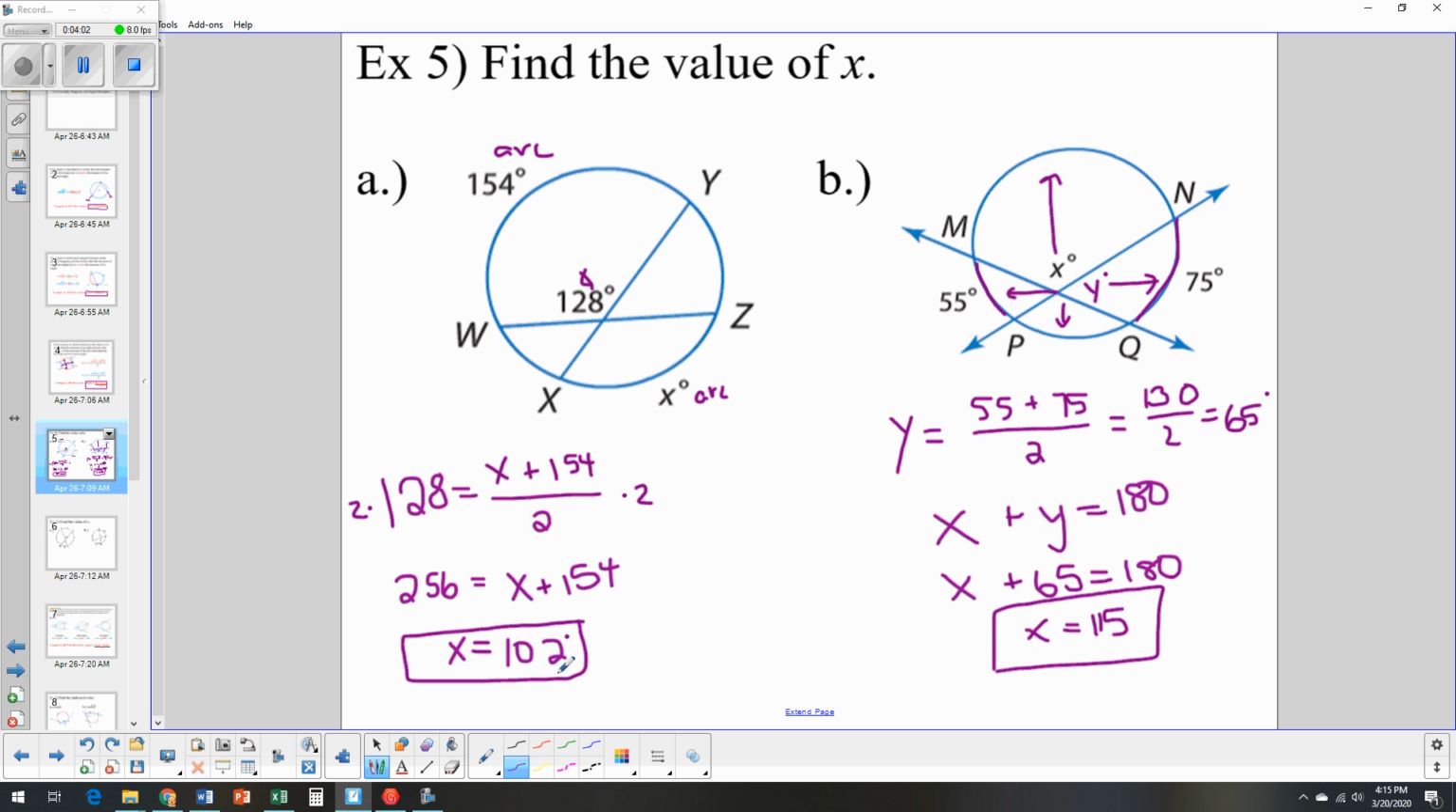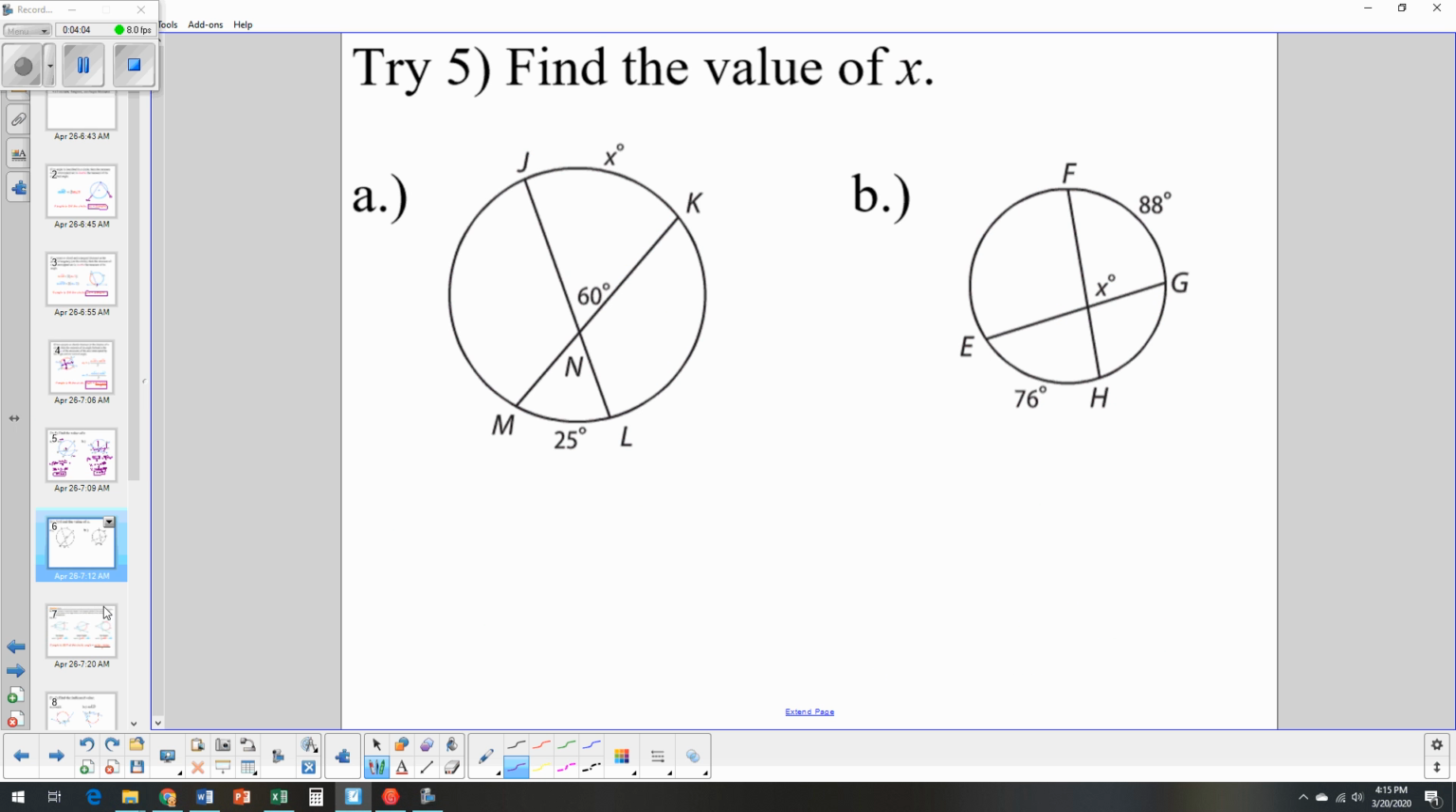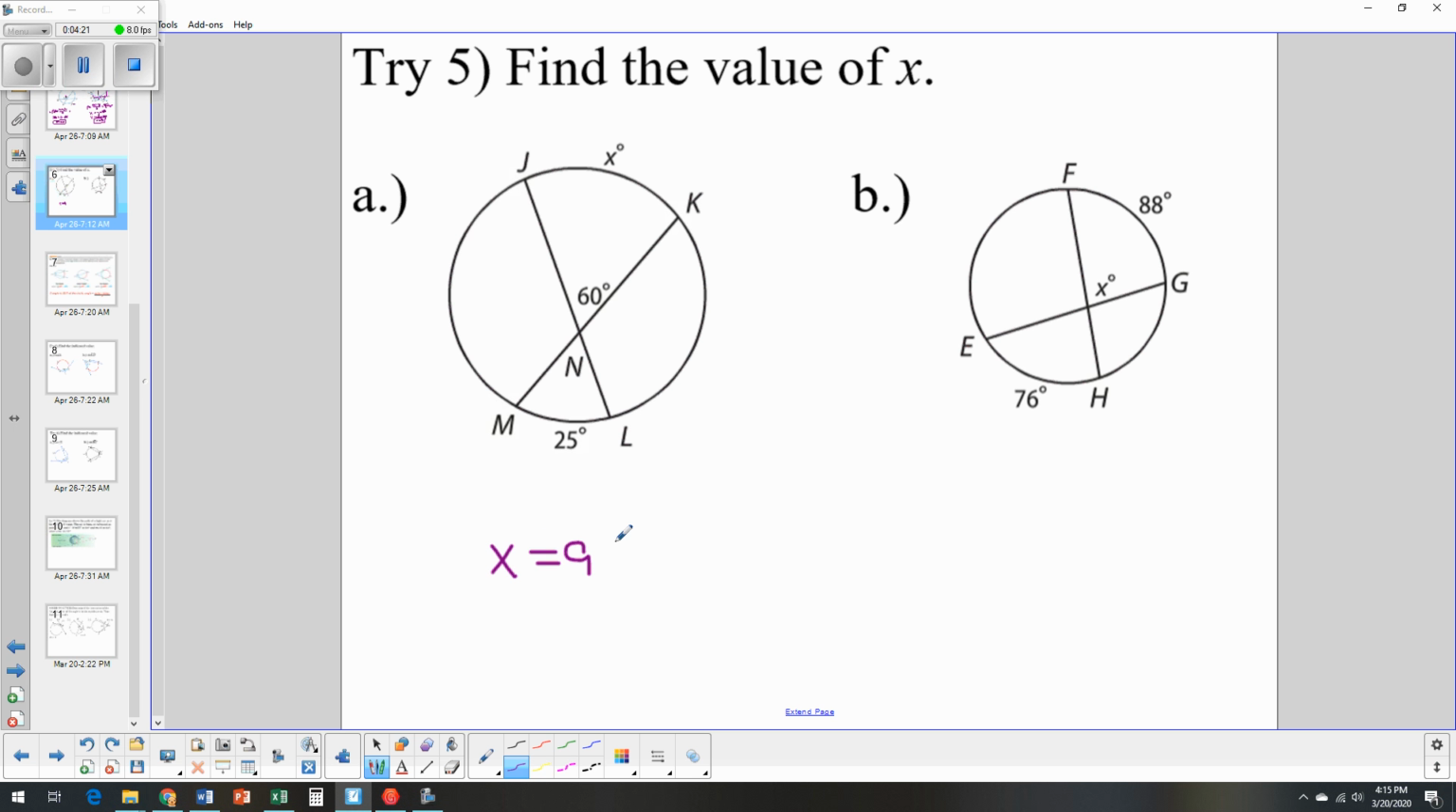All right. Go ahead, give the next two a try. Neither one is as hard as B. Everything lines up as it should be. Pause it, and when you're ready, come back. All right, for A, we should have gotten x equals 95. And for B, we should have gotten x equals 82.